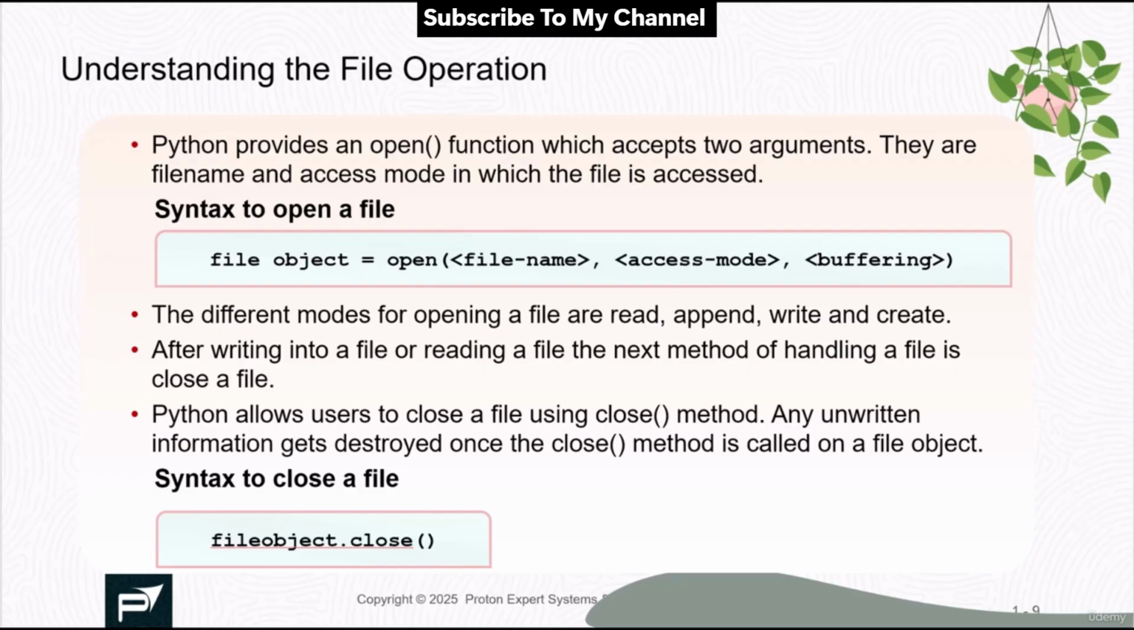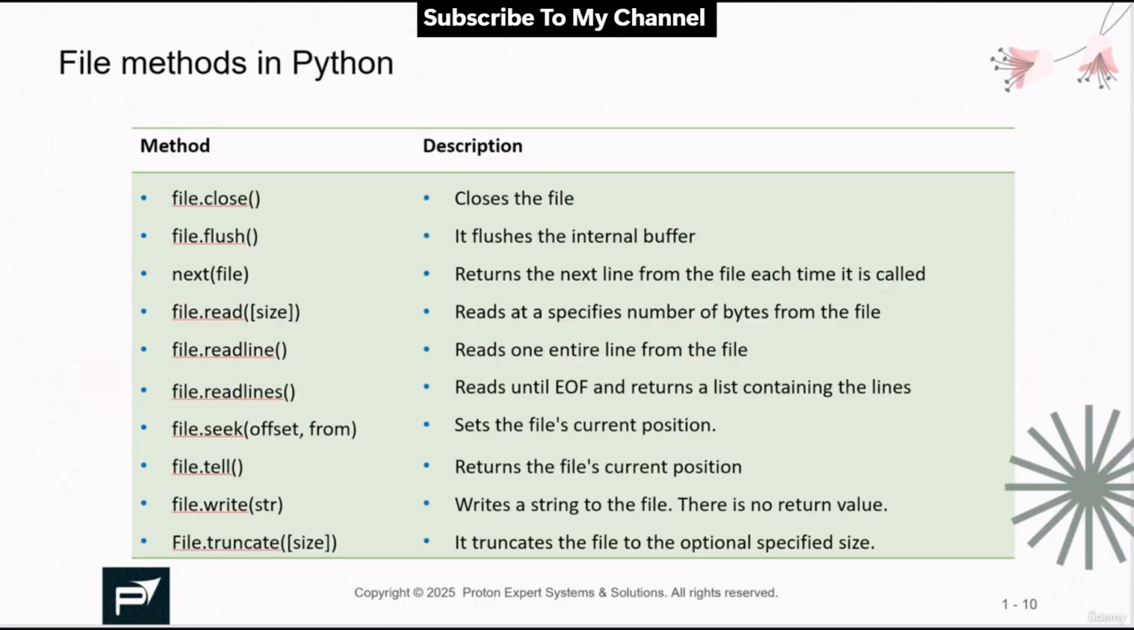After writing into a file or reading a file, the next method of handling a file is close a file. Python allows users to close a file using close method. Any unwritten information gets destroyed once the close method is called on a file object. These are some of the file methods in Python, such as file close, file flush, next file, file read with size, file read line, file read lines, file seek offset from, file tell, file write, file truncate.